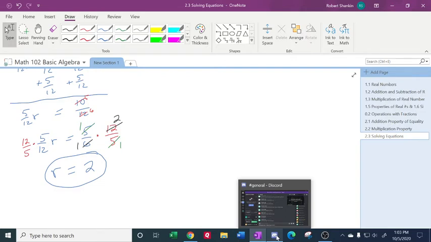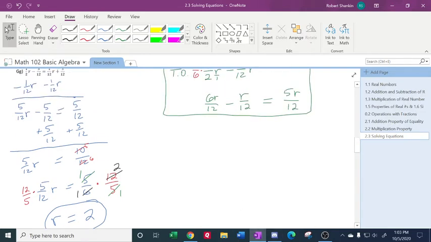Can I ask a question? Yes. This is Casey. Can you explain again really quick why you multiplied it by the reciprocal? Okay. All right. So isolate. Suppose it was just 5r equals 10. What I'm going to be doing to both sides is dividing by 5. And then I'd get my answer.